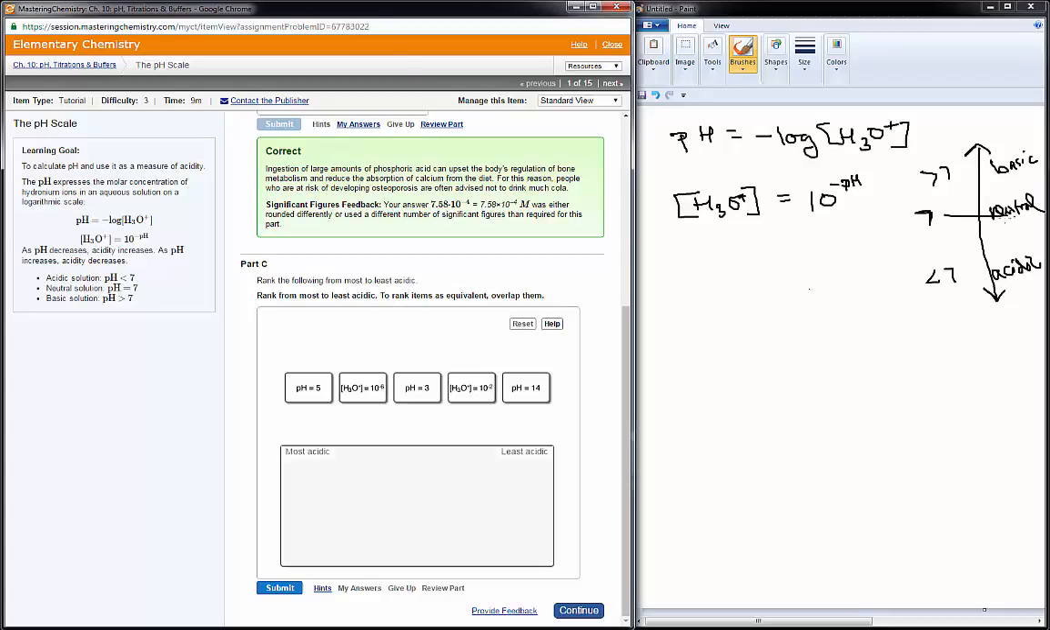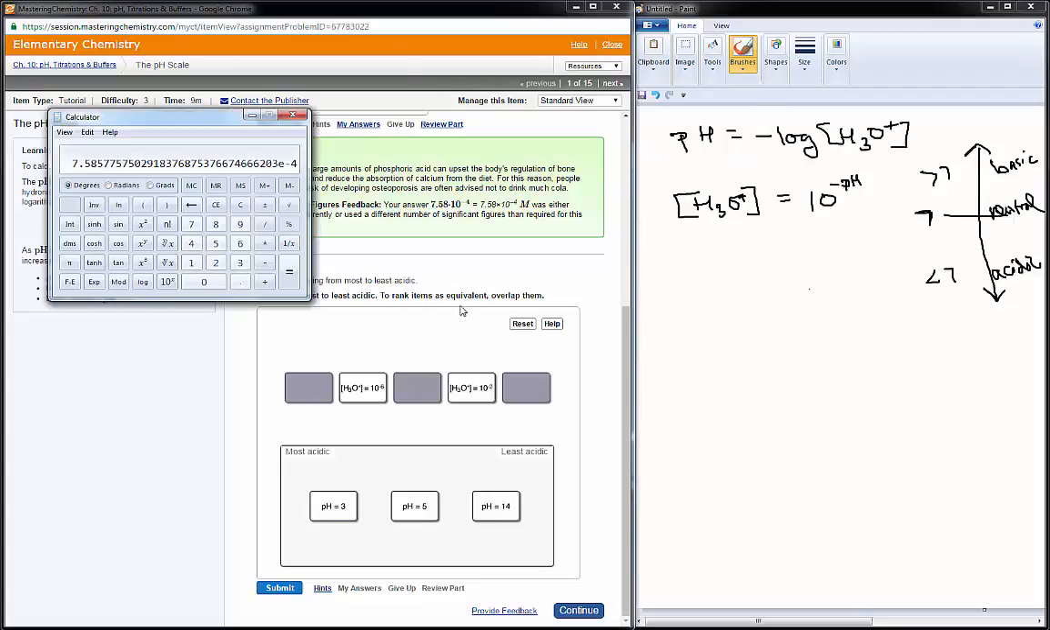And in order to do that, we're going to follow this scale. The lower the pH, the more acidic, and the higher the number, the more basic. So we know that pH 3 is more acidic than pH 5, and pH 5 is more acidic than pH 14. So this currently is going from most acidic to least acidic, and then these two we might want to plug in to see exactly what it needs to be.